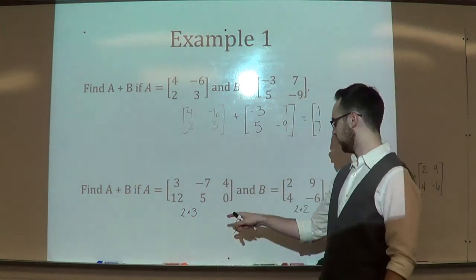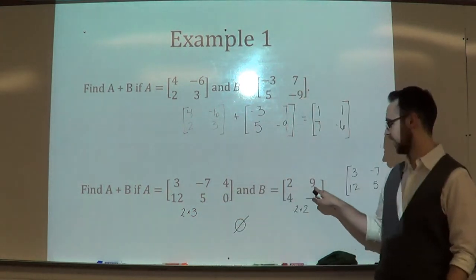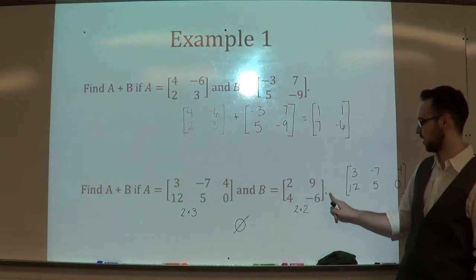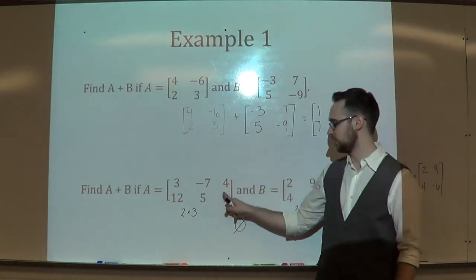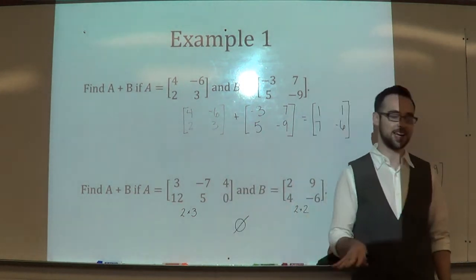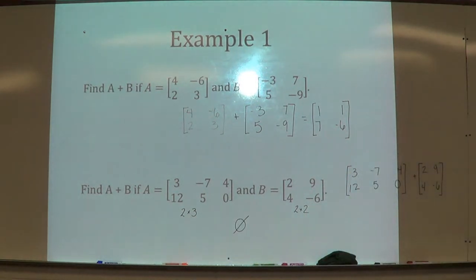However you want to word that, we cannot do a 2 by 3 adding to a 2 by 2 because there's not a second or third column here to add to this third column. So you have to have the exact same dimensions, so that one doesn't work.